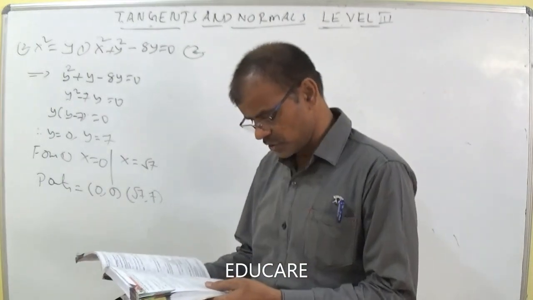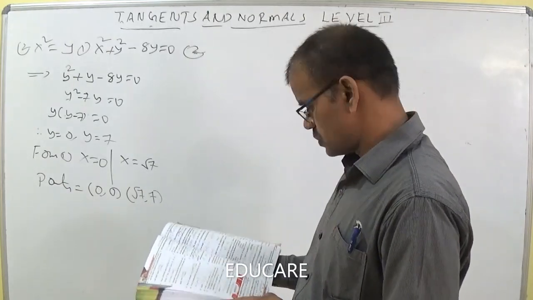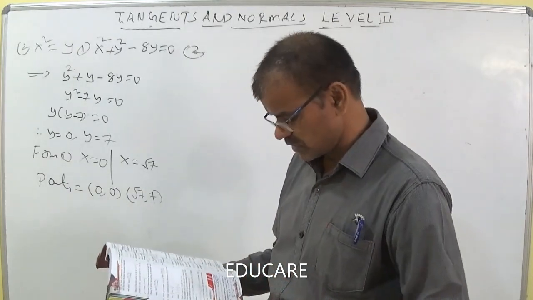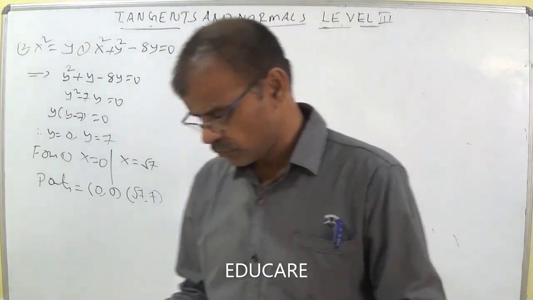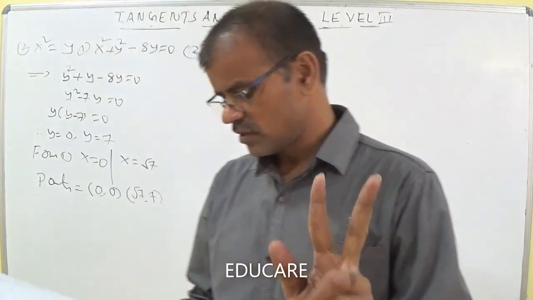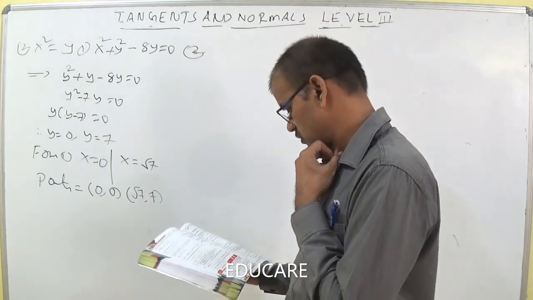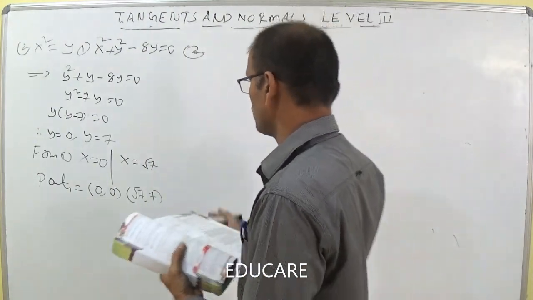According to the options, you see the point root 7, 7. No, the concept is not like that. Everything is in the form of (0, 0). So the first option is not correct. The fourth option is also not correct. Maybe the answer is in the second or third option. He is asking for the common normal.